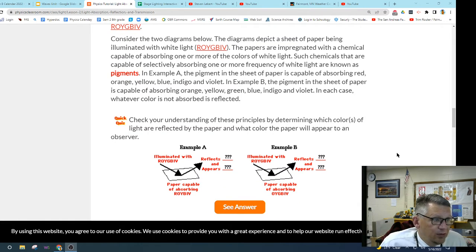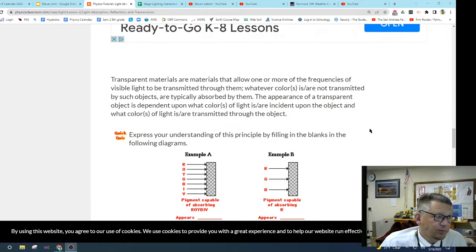Check your understanding of these principles by determining which colors of light are reflected by the paper and what color will appear to an observer. Transparent materials are often those that allow one or more of the frequencies of visible light to be transmitted through them. Whatever colors are not transmitted by such objects are typically absorbed by them. The appearance of a transparent object depends upon what colors of light are incident upon the object and what colors of light are transmitted through.